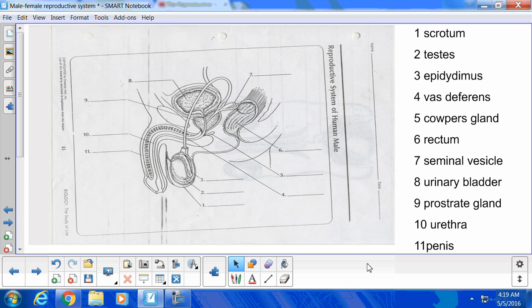Another common name for the vas deferens is the sperm duct, so you might want to add that somewhere above or below line 4, sperm duct, D-U-C-T. Then you have 5 is the Cowper's gland, 6 is the rectum, 7 is referred to as the seminal vesicle, 8 is the urinary bladder, 9 is the prostate, 10 is the urethra, and 11 is the penis.